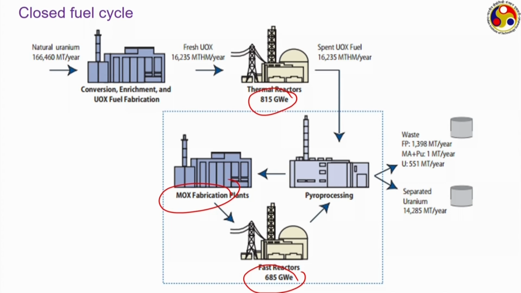So, if we add this 815 gigawatt with 685 gigawatt, we get the total 1500 gigawatt of power, but this will lead to a significant reduction in the total fuel consumption because we are using MOX. And finally, the waste product that we are getting, I would urge you to compare the values with what we got in the previous one.